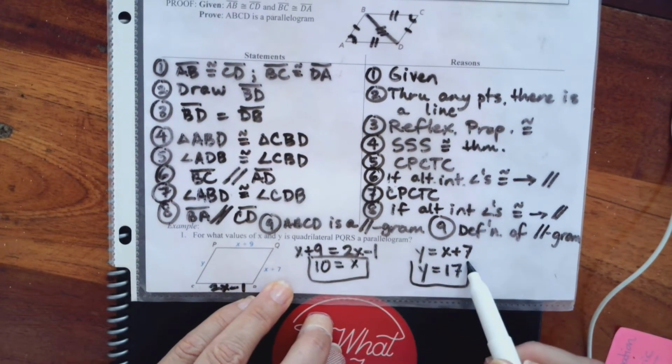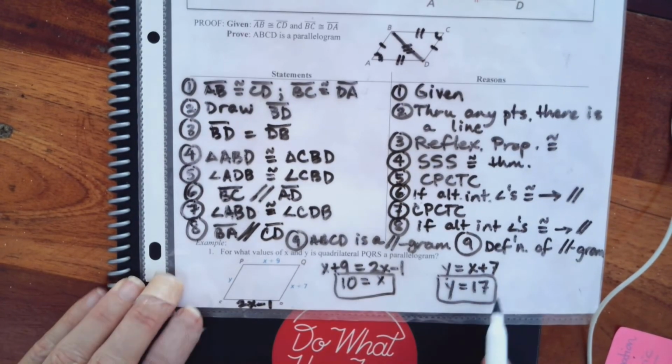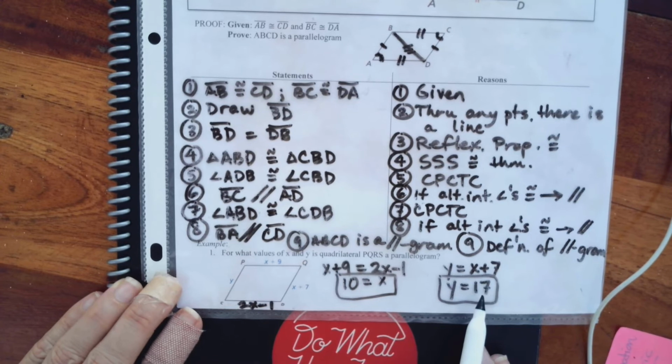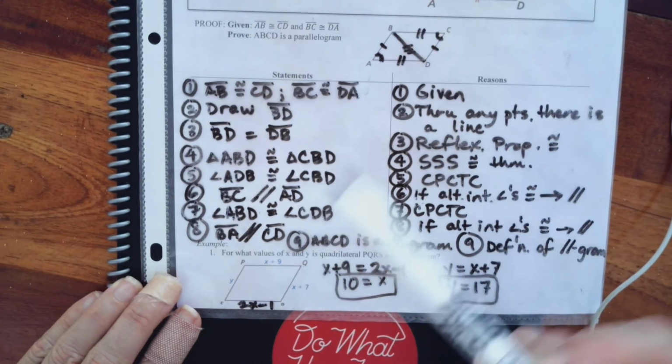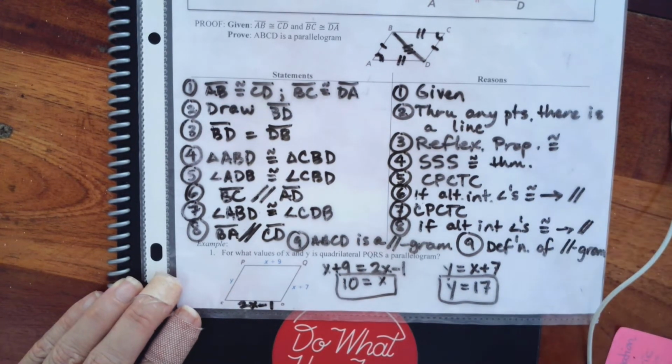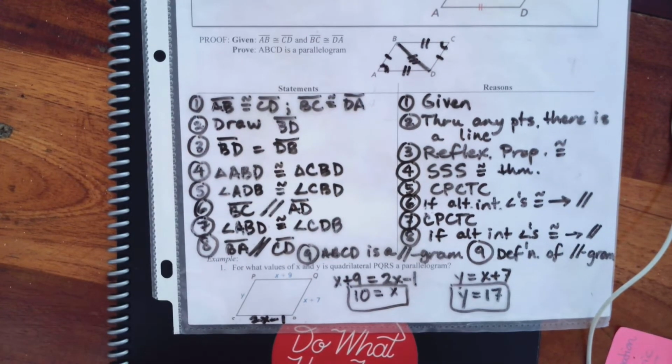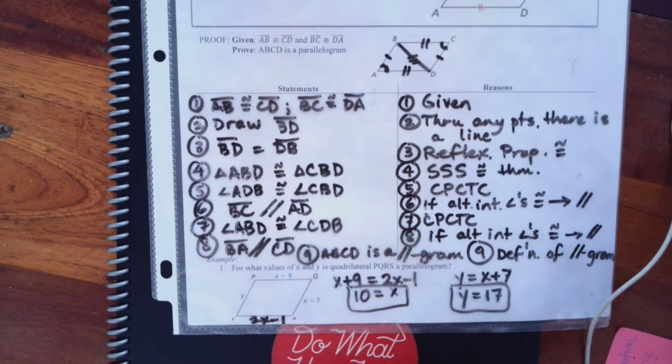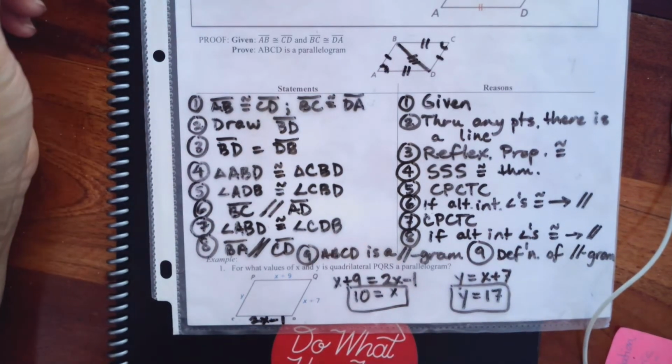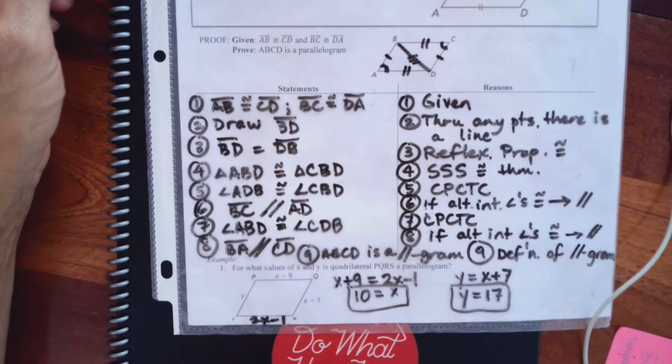So the actual types of problems are really fairly straightforward with parallelograms. That's why they're kind of fun. But this proof is important. Any questions right now before we turn the page and do a second theorem? Okay.